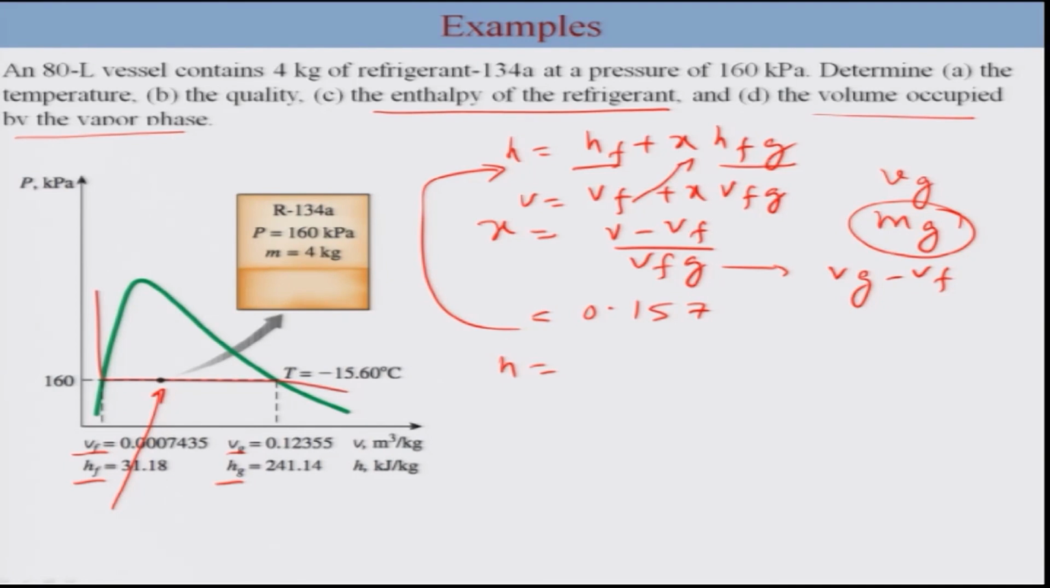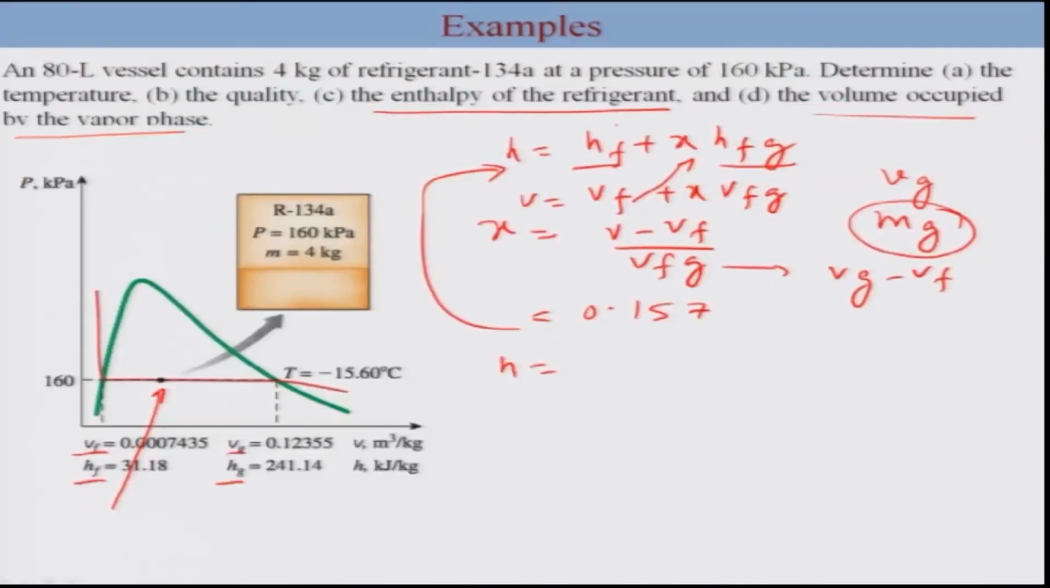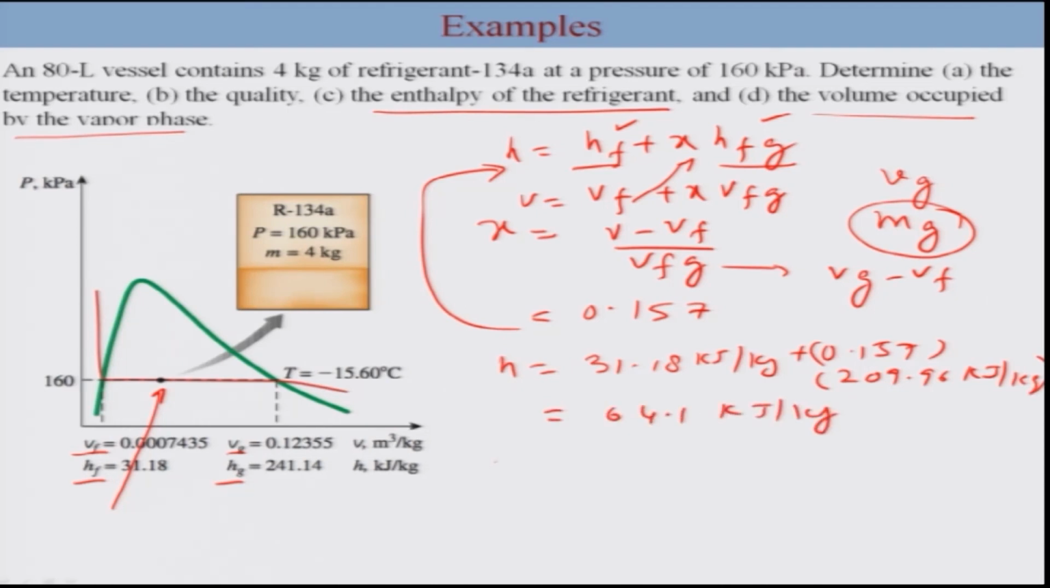Now you can plug this 0.157 here, and you know these values of Hf and Hfg from the table. Let me go back; this Hfg is also given to you. So Hfg is this and Hf is this. Make use of these two values. So you can replace this here, and you have 31.18 kilojoules per kg plus 0.157 multiplied by 209.96 kilojoules per kg, and this is going to be 64.1 kilojoules per kg. So this is the enthalpy of the refrigerant.